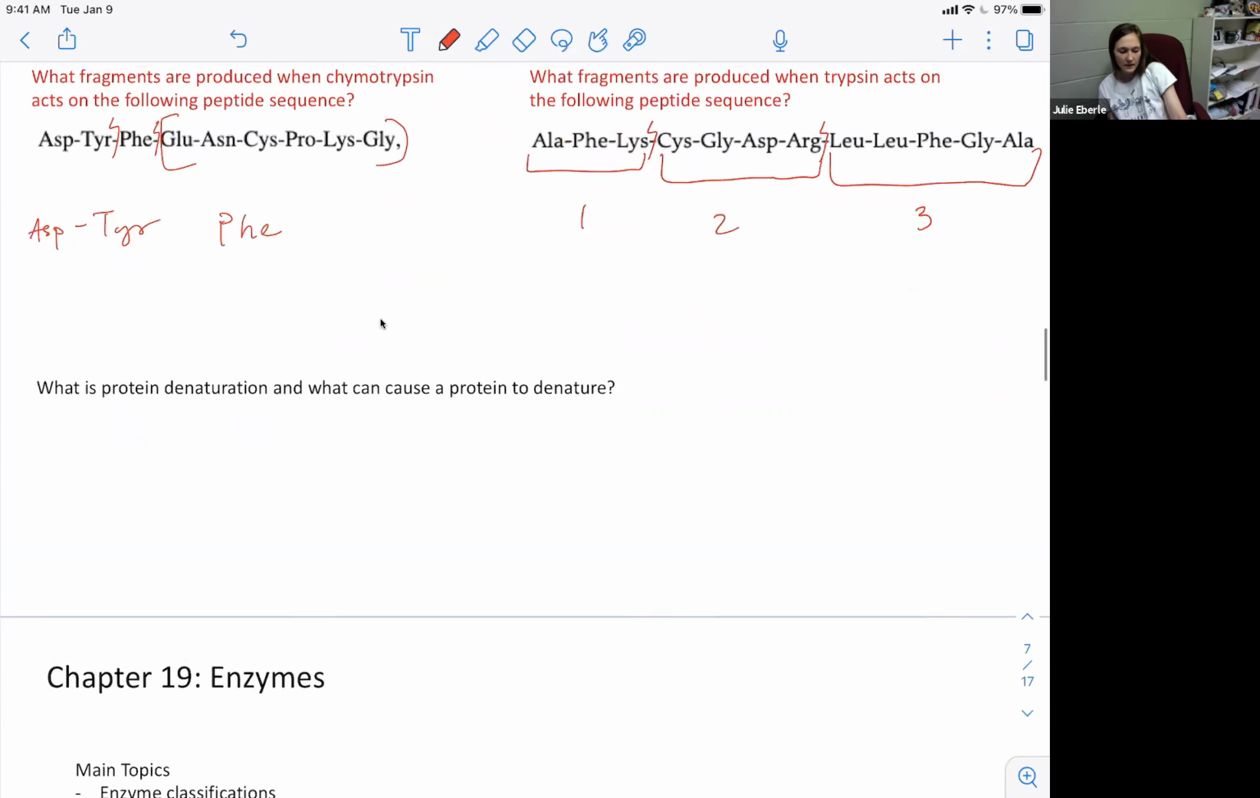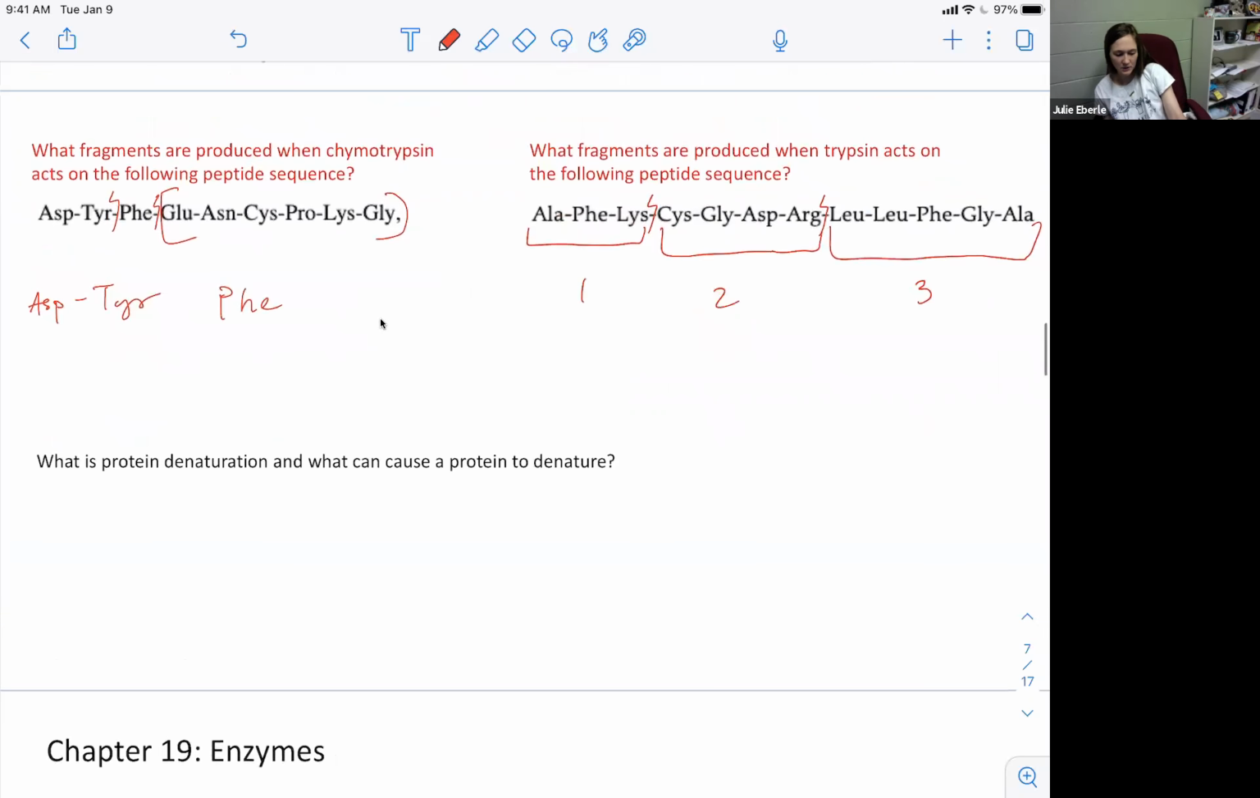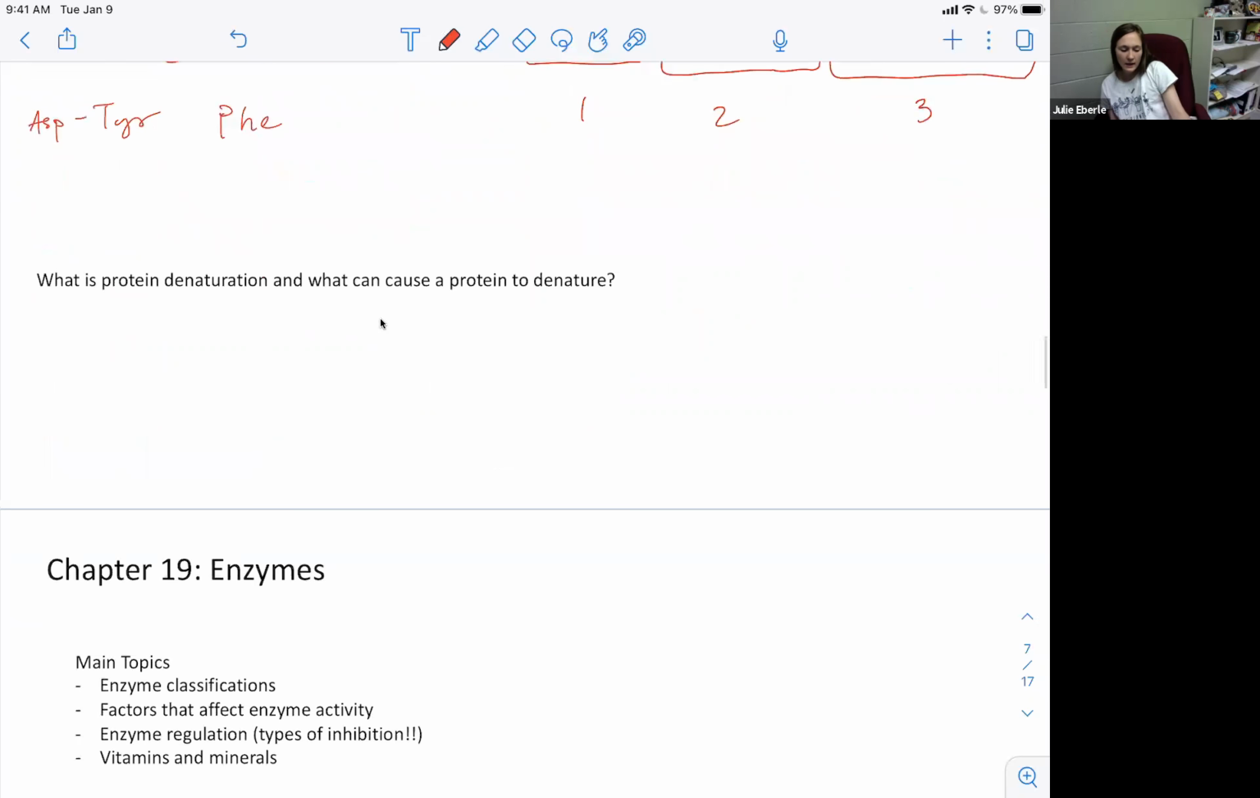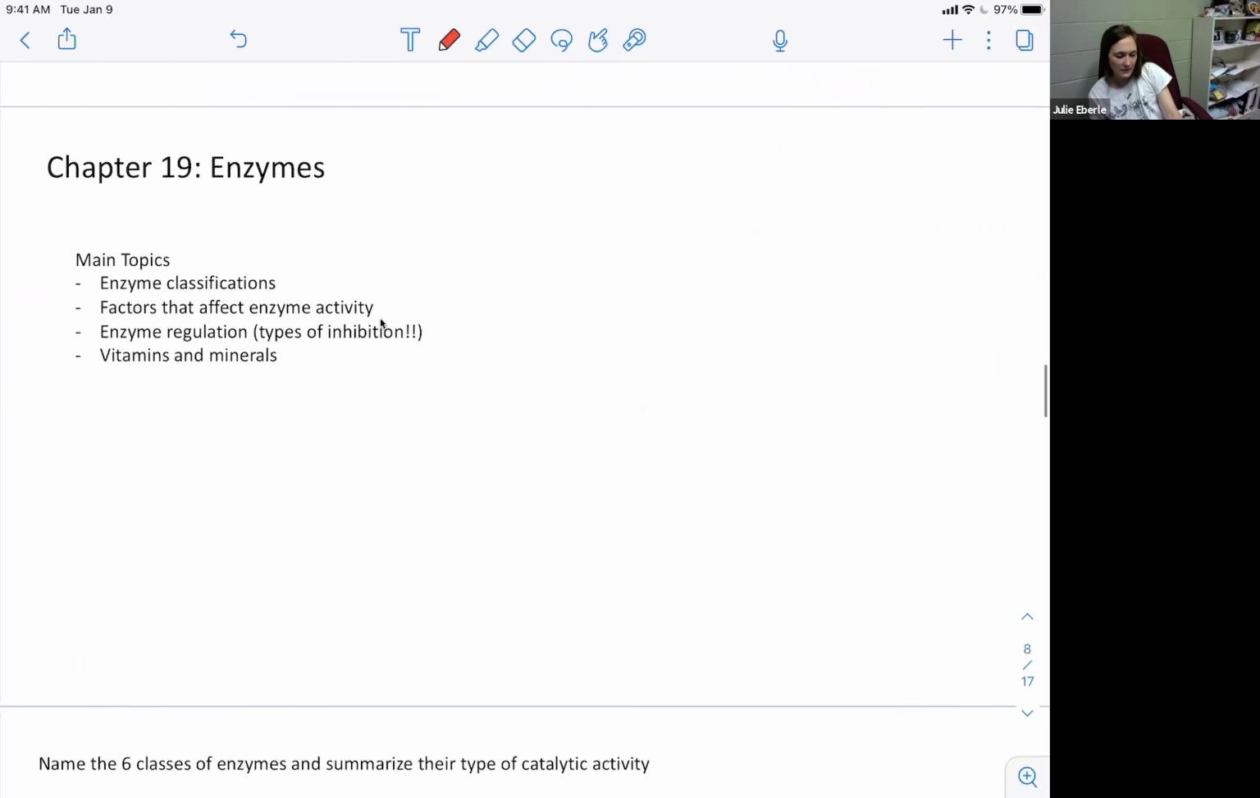Okay. I'm going to jump over the protein denaturation. That's at the very bottom of your slides that you'll probably have. So just look over those and know what agents can cause protein denaturation. And that gets us to enzymes.